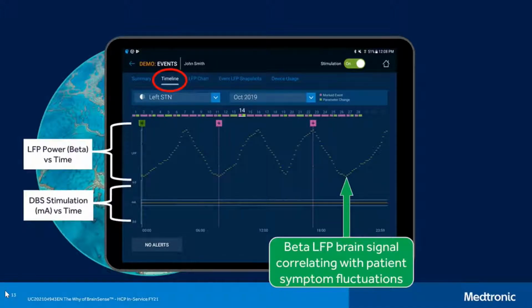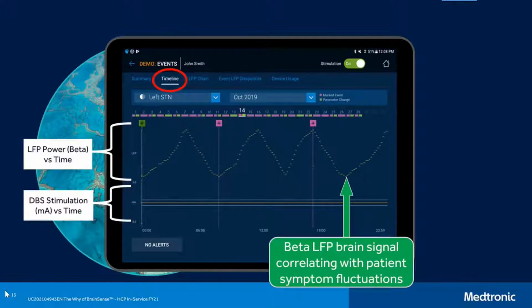And hopefully you recall that wavy yellow LFP line we discussed earlier that may correlate with the patient's symptoms, and this is really what we're trying to find in Timeline. And we're seeing here how beta fluctuates over one complete day from midnight to midnight. You'll notice that time is on the x-axis and the power of the beta signal is on the y-axis. And each one of those little yellow dashes is a 10-minute average of the LFP beta power collected throughout the course of the day.